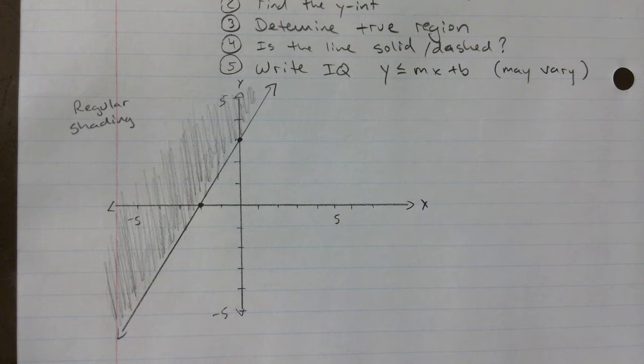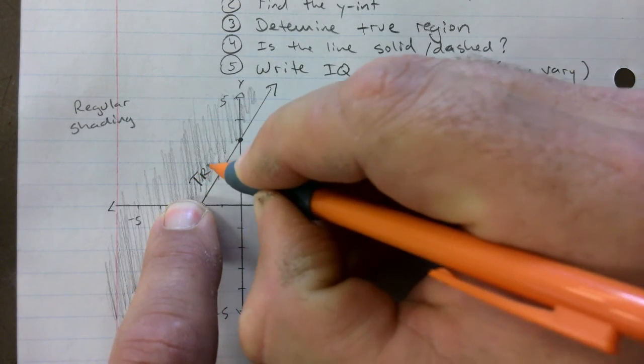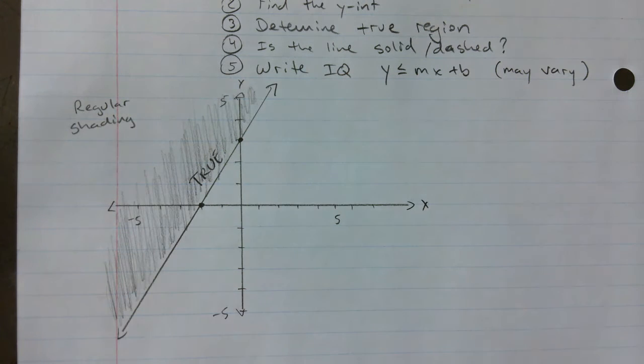So let's say you're given a graph and I ask you, hey, write the inequality based on the graph. What does regular shading tell me? Which region did I shade? True, right? So that tells me that I can mark that as true, because that is the important piece. Find the true region for your inequality, okay?